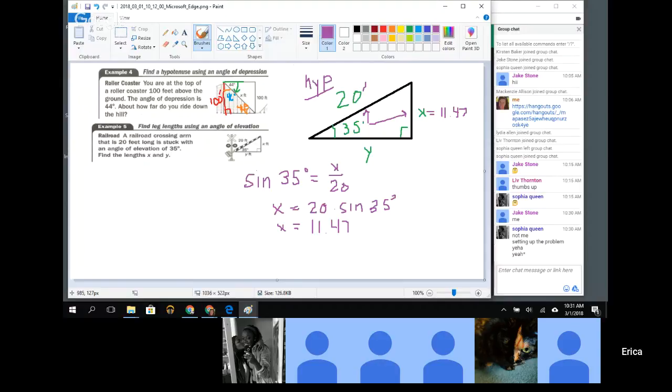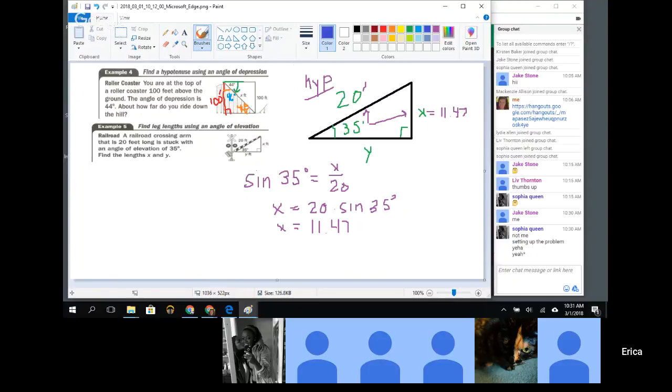All right, so now we got to find y. When it comes to y, there are many different ways that you could have ended up solving this. Now we have 2 of the 3 sides of a right triangle. So we could use the Pythagorean theorem, right? We know that x squared plus y squared equals 20 squared. So that would be one way.